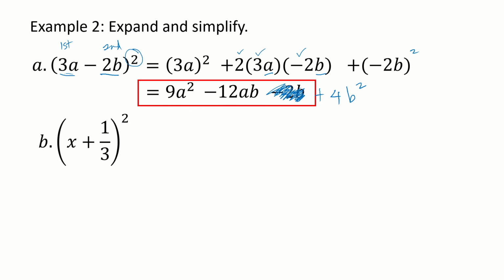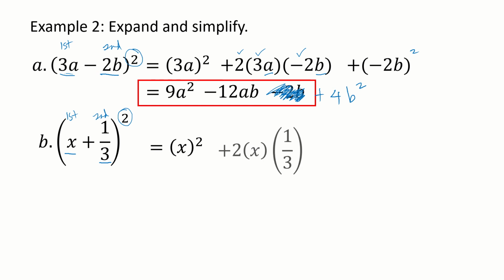Okay, let's have another example. So the square of x plus 1/3. So the square of a binomial because first term, second term. So that means we do the same process. Square of the first term plus 2 times the first term times the second term. So 2 times x times 1/3. Then plus the square of our last term, 1/3.